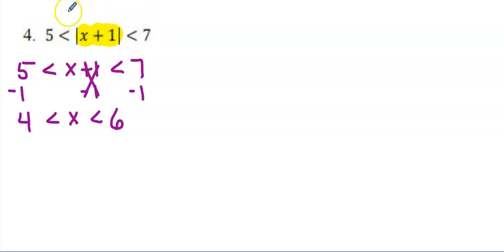Okay, so the other side, the middle's going to stay the same. These 2 numbers are going to change to negative, and these 2 symbols are going to switch. So we have negative 5, and then we're going to change that to greater than x plus 1. Then we're going to change this to greater than, change this to negative 7.